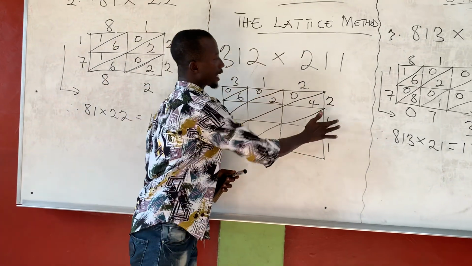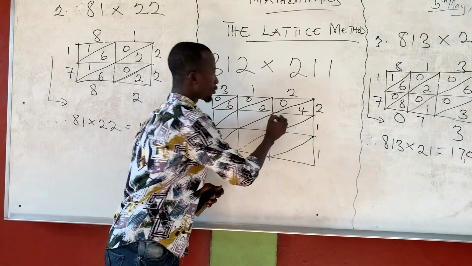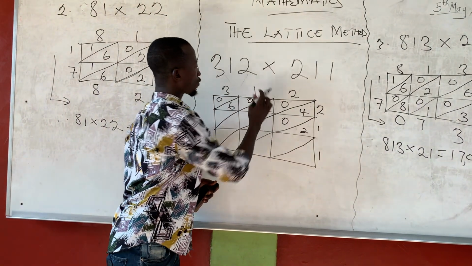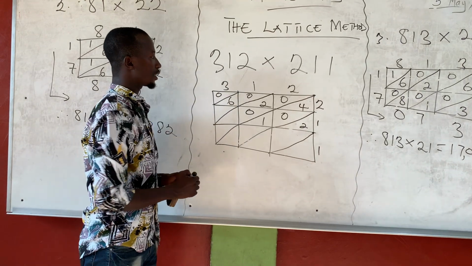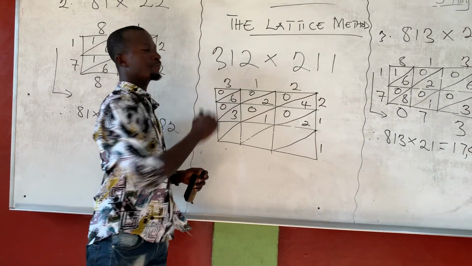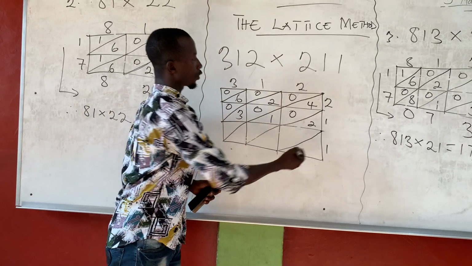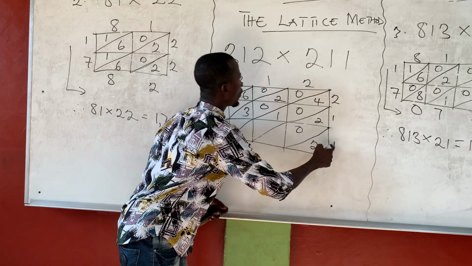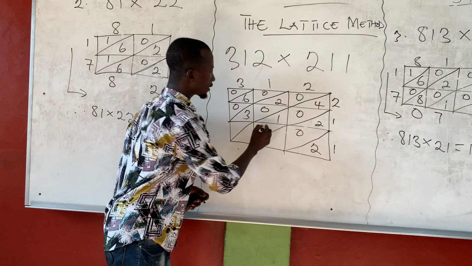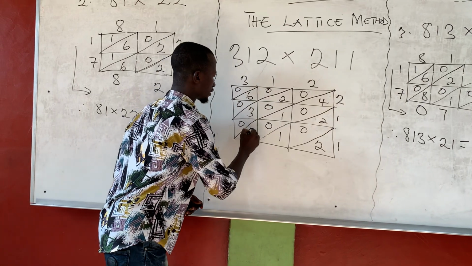Let's come back down here to take the 1. 1 times 2 is 2. So we have 0, 2. 1 times 1 is 1. We have 0, 1. 1 times 3 is 3. We have 0 and 3. We are taking the last one. That is this one. 1 times this 2 is giving us 2. So we have 0, 2. 1 times this one is 1. That is 0 and 1. Then we have 1 times 3. That is 0 and 3.